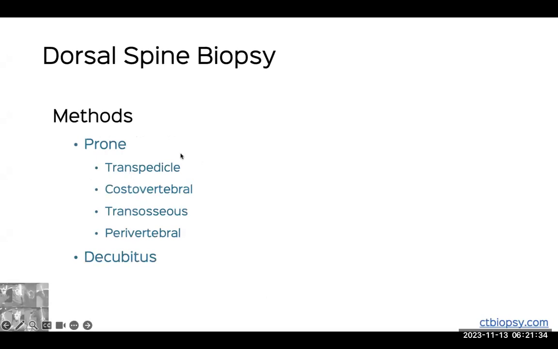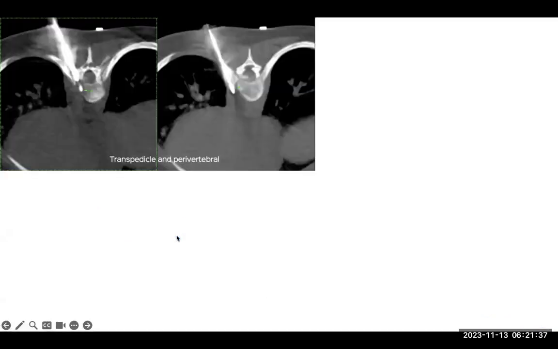In the dorsal spine, we have these approaches, plus you could do decubitus. In this patient, we've done both transpedicle and perivertebral. And I'll come to this again because this patient had suspected tuberculosis. And you have to maximize the tissue that you get. Pus is always better than tissue when it comes to microbiology testing. And so we just go in wherever we think we would get pus and we would get the maximum amount of tissue to allow us to get a diagnosis.